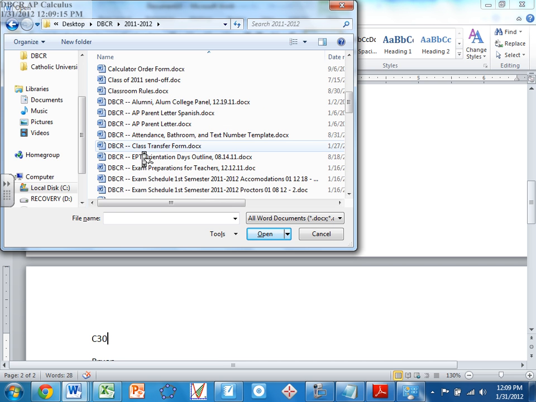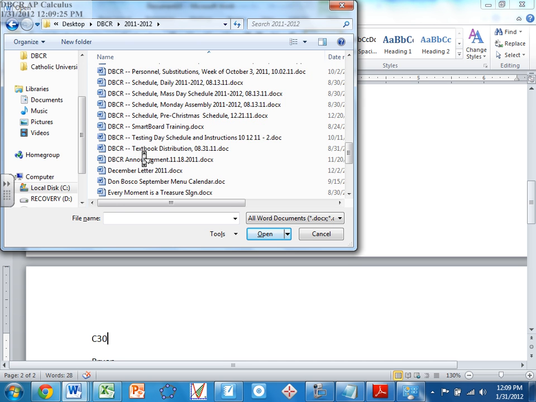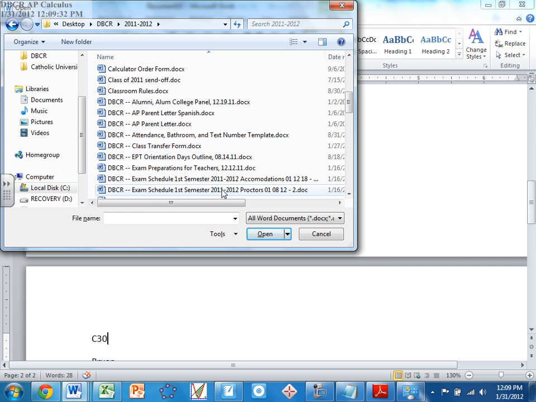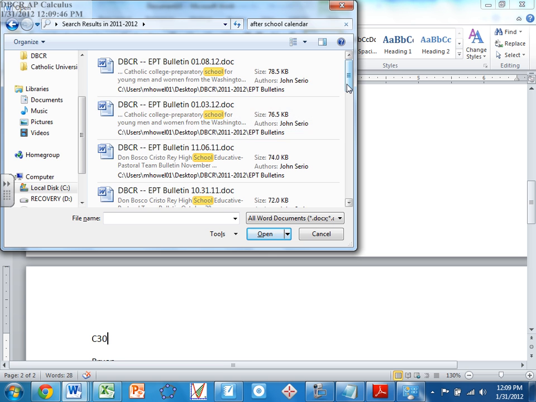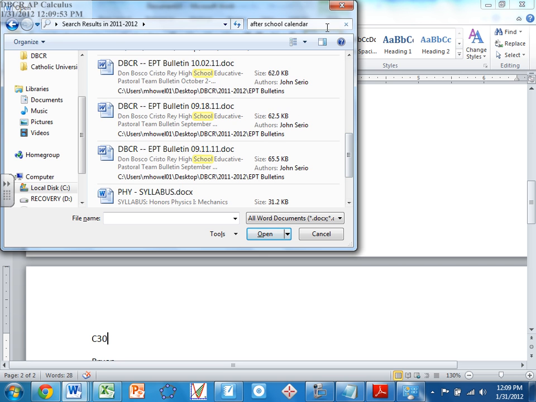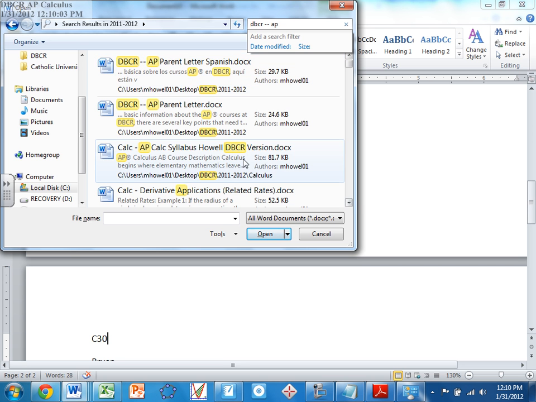Where is it? AP. Parent letter. Come on, I made it myself. She has it right here. I know, but I made a new one. I want to show you the new one. I made it look different. Where is it? Look for after school calendar. Does anybody see this? It doesn't work that well. Now it's pulling up references to the word school everywhere. I don't know the exact name of the file. Let's try this. I got a better idea. There we go. There's the parent letter, Spanish, calculus syllabus.